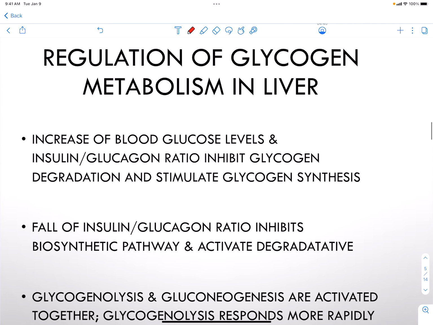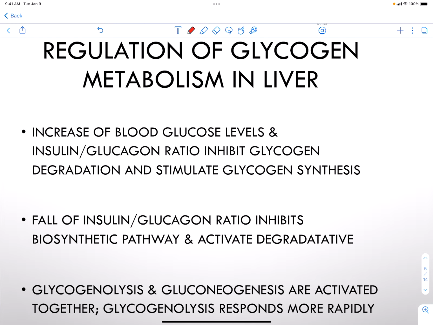Now, in the liver, you're going to need to maintain blood glucose levels, so that's the main purpose of your glycogen stores. The liver does not use glycogen for energy. And so your insulin-glucagon ratio is going to be key for your liver cells. Now, if you have an increase of blood glucose and you don't need to release new glucose, your glycogen degradation is going to be inhibited and you're going to stimulate the building up of glycogen stores.